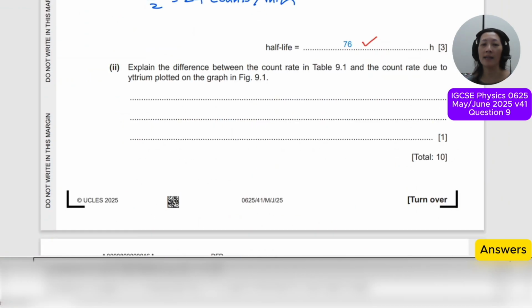2. Explain the difference between the count rate in table 9.1 and the count rate due to yttrium plotted on the graph in figure 9.1. So earlier, I actually gave you the answer for this question already. But the reason why I talked about it earlier is because it is quite important to know whether the graph is corrected or not before we do any half-life calculation.